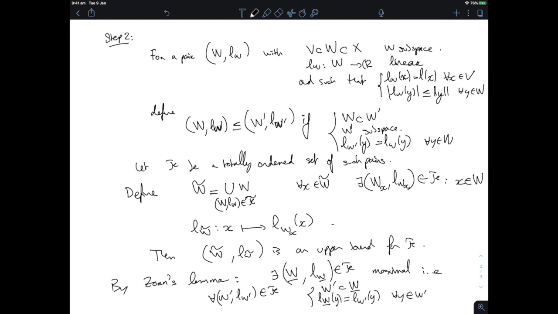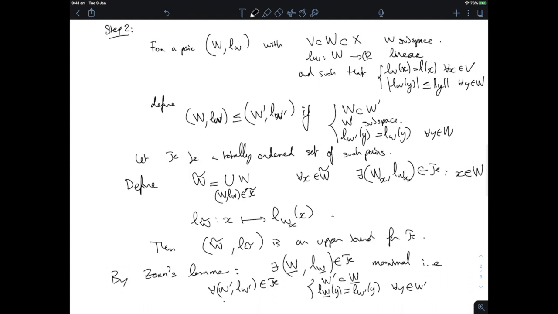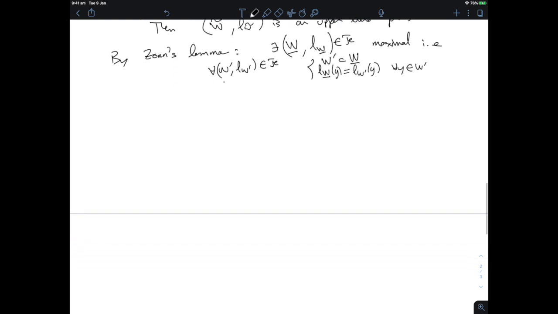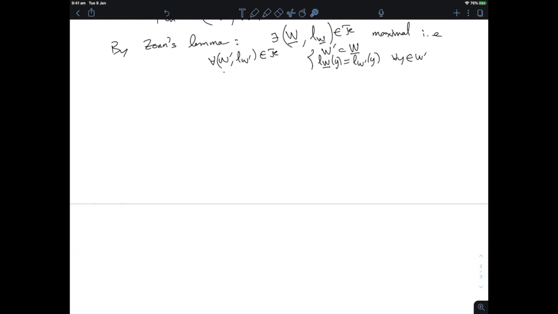Okay, so this maximal element is going to do the job for us, basically, because there's two possibilities. This subspace that I have in my maximal element may be all of X or it may not be. So if it is all of X, then we are done. Then we can take L star equal LW bar, and that does the job. And the proof is concluded.